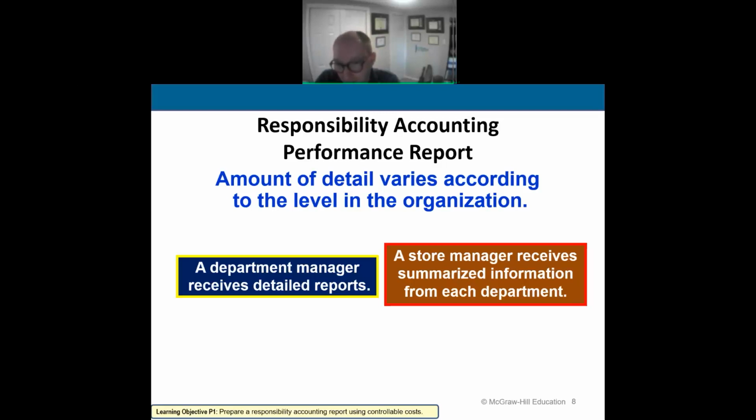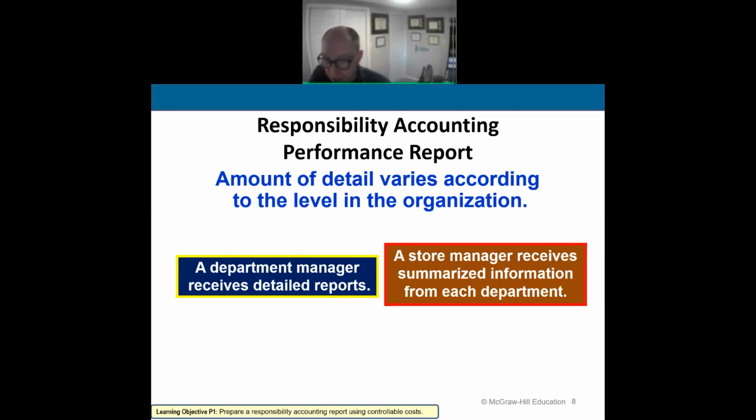You can have an income statement for each department. You add them all together, that's for the whole company, right? But each department manager is responsible for managing their expenses, their costs. Each department manager would be interested in looking at detailed reports for their department to manage their respective costs.